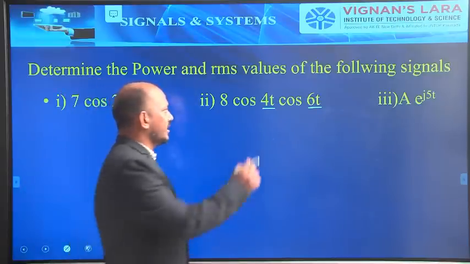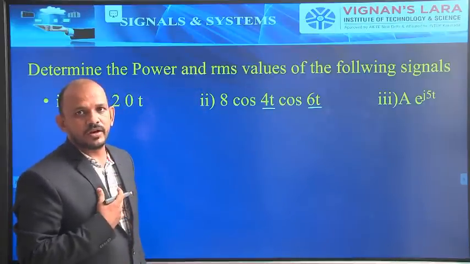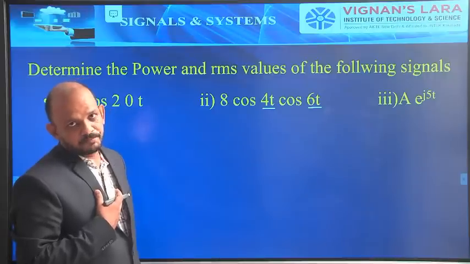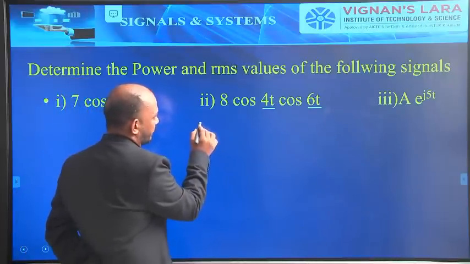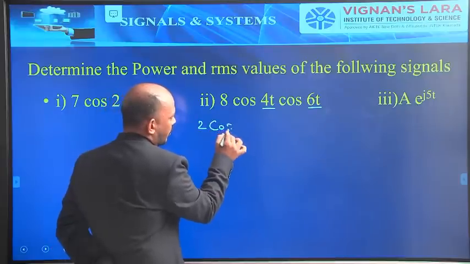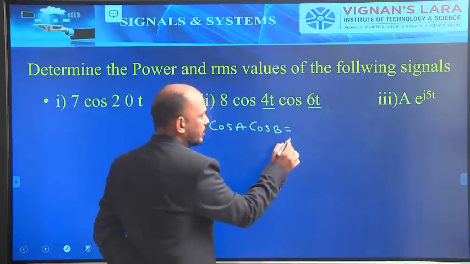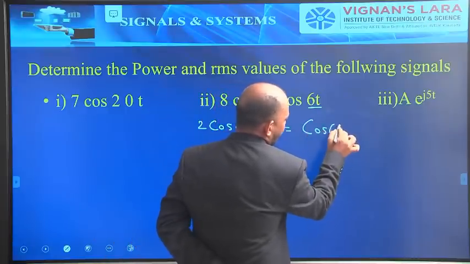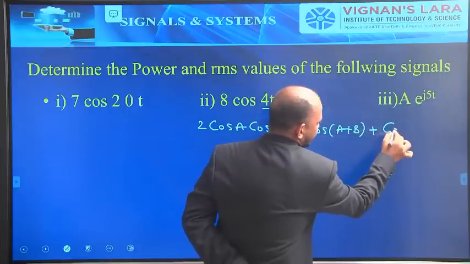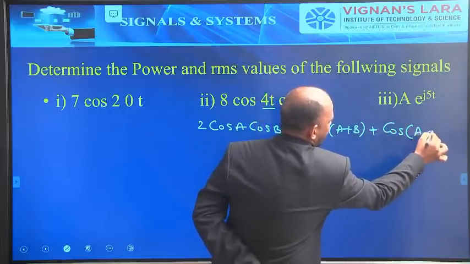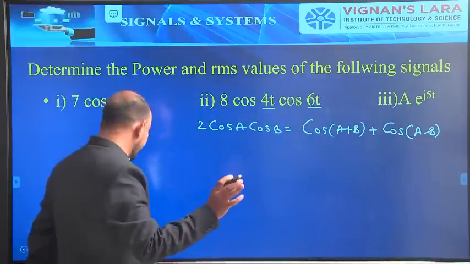Let us consider this as cos A cos B. I need the formula for cos A cos B. Everyone knows the formula for 2 cos A cos B. So 2 cos A cos B is equal to cos of A plus B plus cos of A minus B.